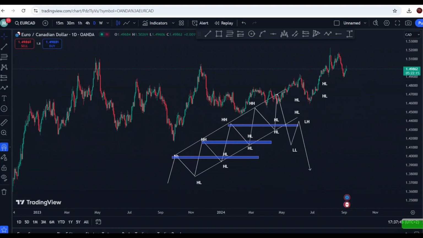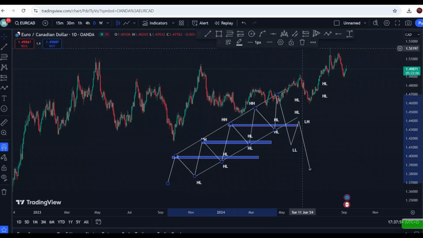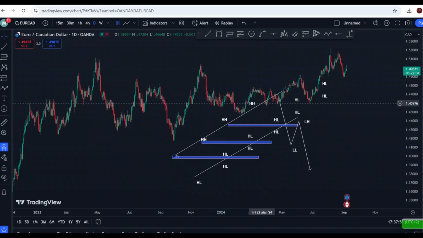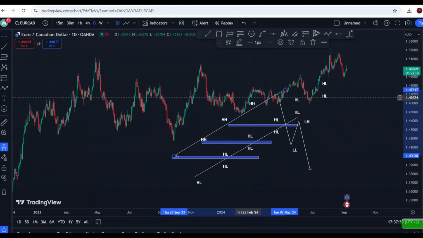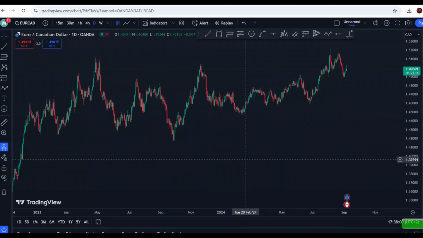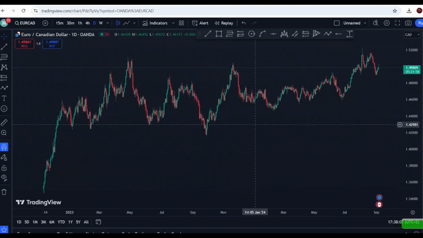Let me see what I'm trying to do here. I'm trying to use this magnet here. How does this magnet thing work? Okay, let me just remove drawings.